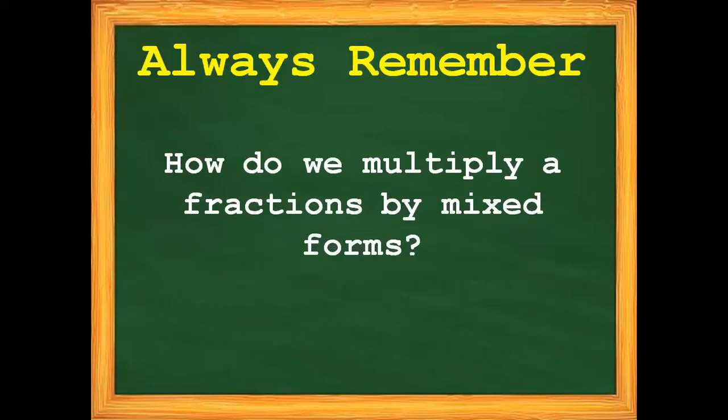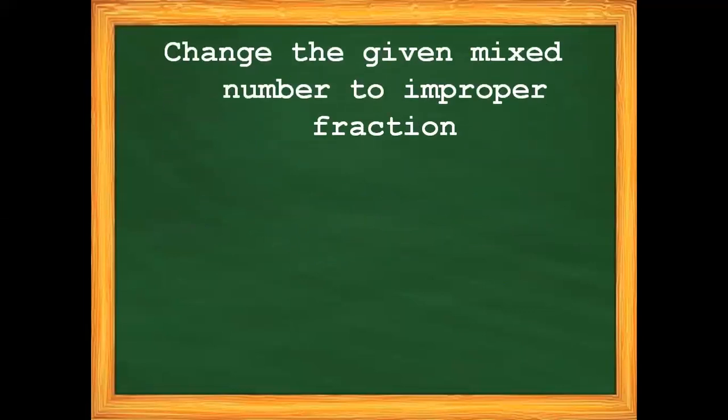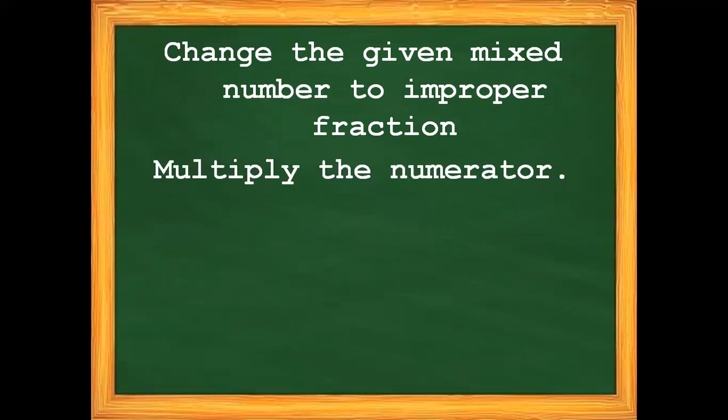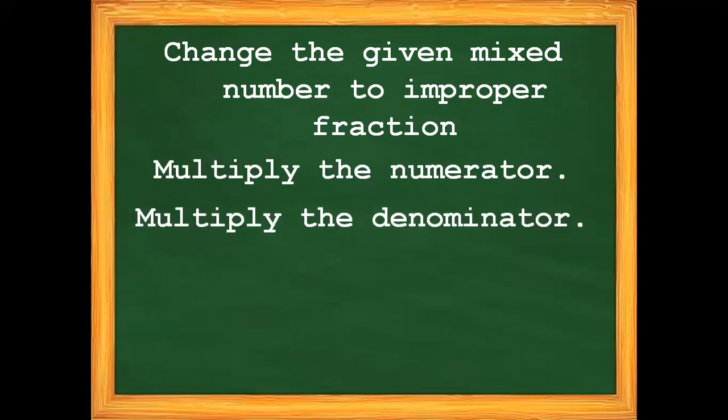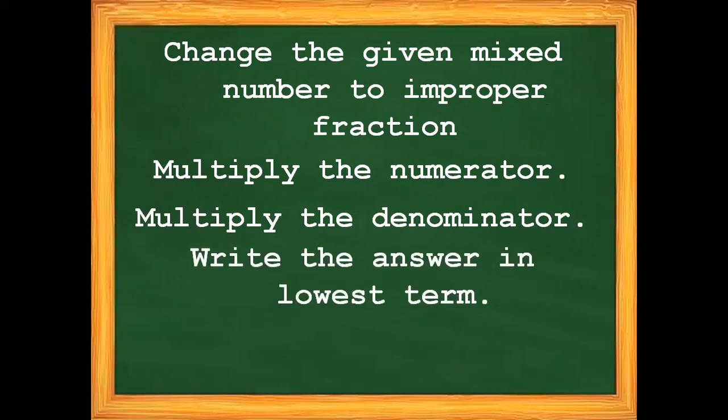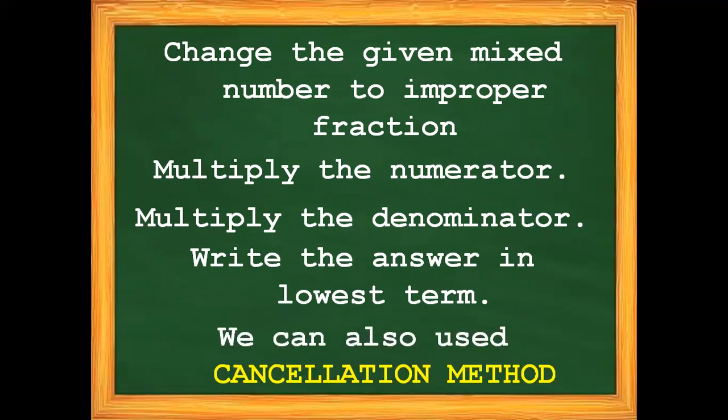Always remember, how do we multiply a fraction by a mixed form? First, change the given number to improper fraction. Second, multiply the numerator. Third, multiply the denominator. Fourth, write the answer in lowest term. And we can also use the cancellation method in multiplying fractions.